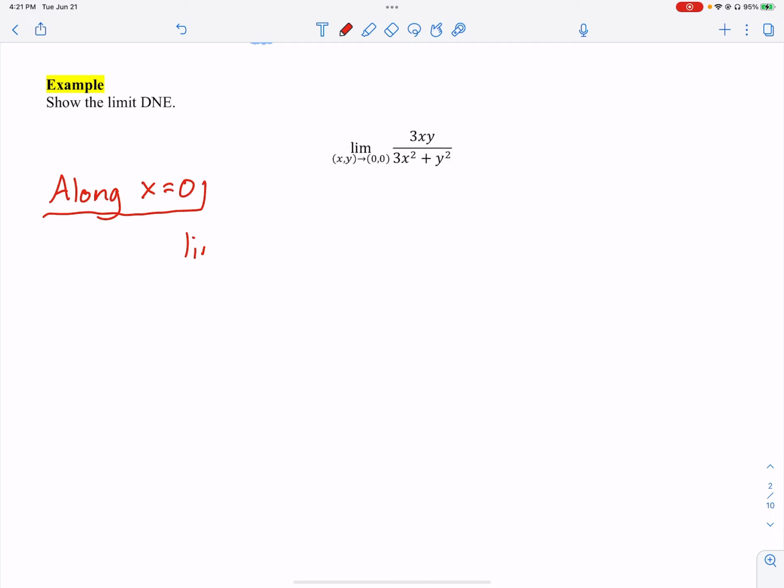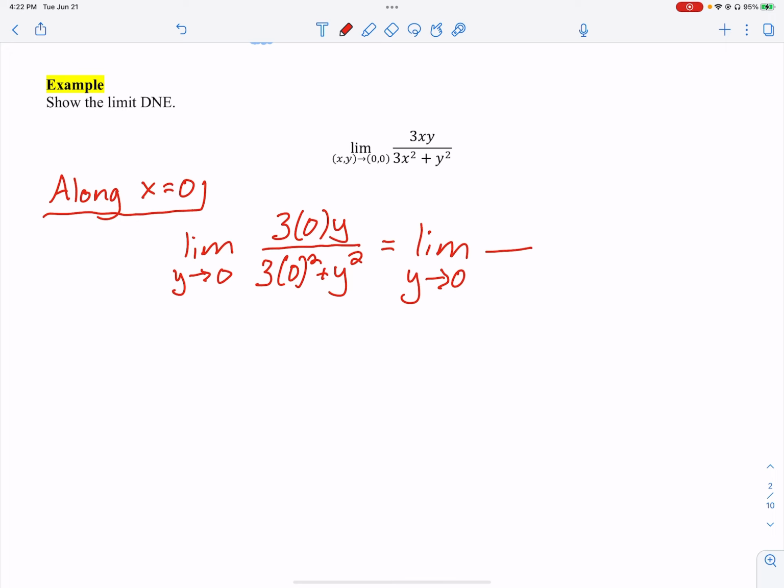All right, so that's the limit. I know x is going away, so I'm just going to write y equals 0. That's what it's going to. And then I'm going to plug in 3 times 0 times y over 3 times 0 squared plus y squared. This equals the limit as y approaches 0 of 0 over y squared.